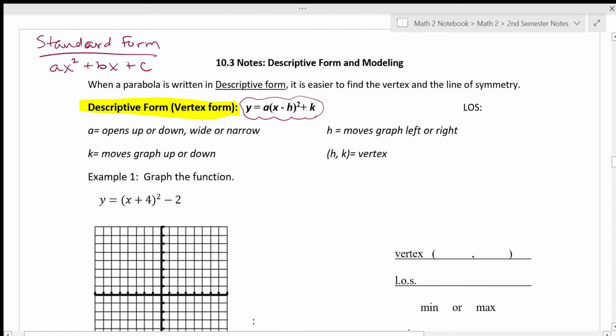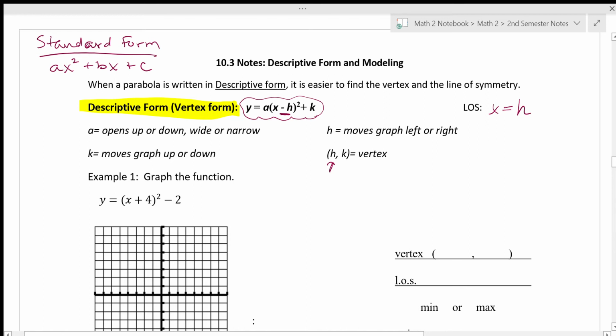So our line of symmetry will be x equals whatever the opposite sign of that h is. If it says x minus 2, then the h would be 2. If it says x plus 4, then the h would be negative 4. So whatever this h value is, the sign changes, and that is the x coordinate of our vertex. And whatever the k is, the sign stays the same, and that's the y coordinate of our vertex.